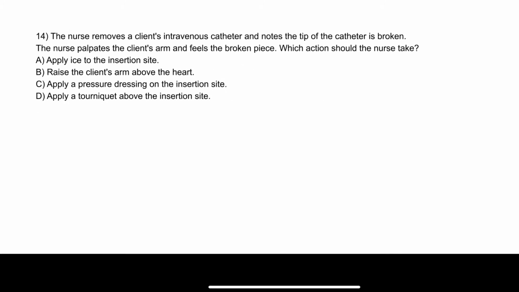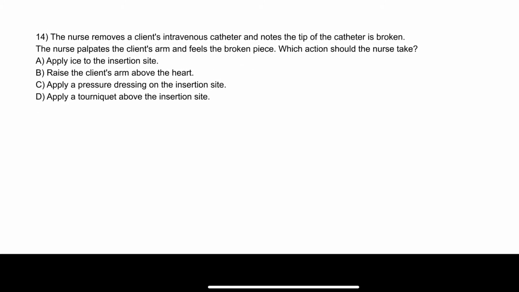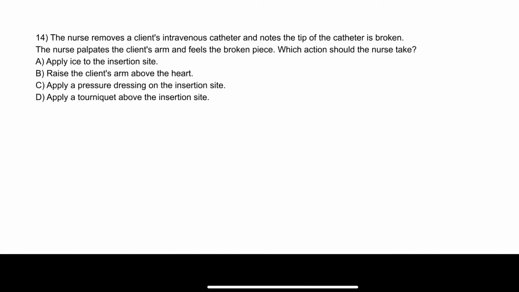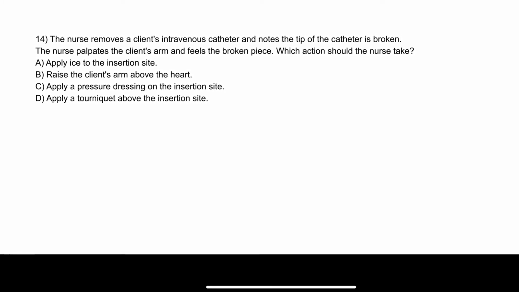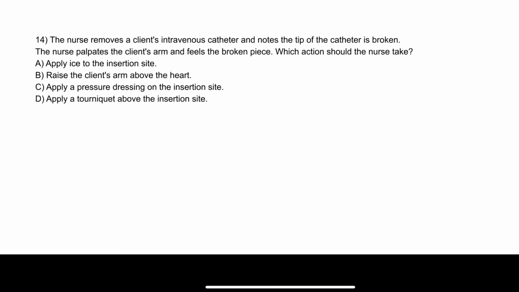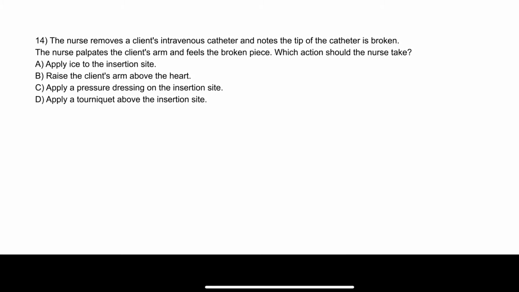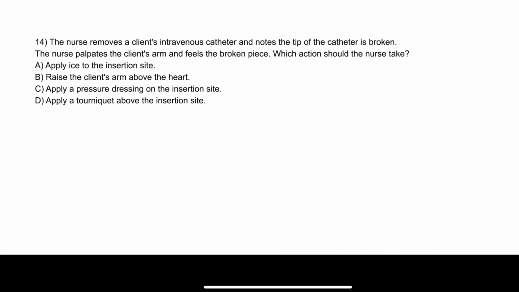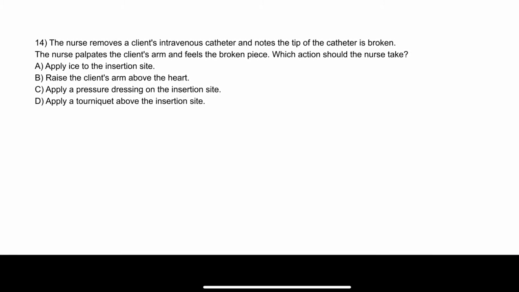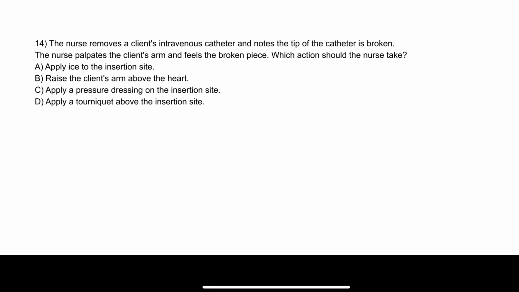14. The nurse removes a client's intravenous catheter and notes the tip of the catheter is broken. The nurse palpates the client's arm and feels the broken piece. Which actions should the nurse take? A. Apply ice to the insertion site. B. Raise the client's arm above the heart. C. Apply a pressure dressing on the insertion site. D. Apply a tourniquet above the insertion site.